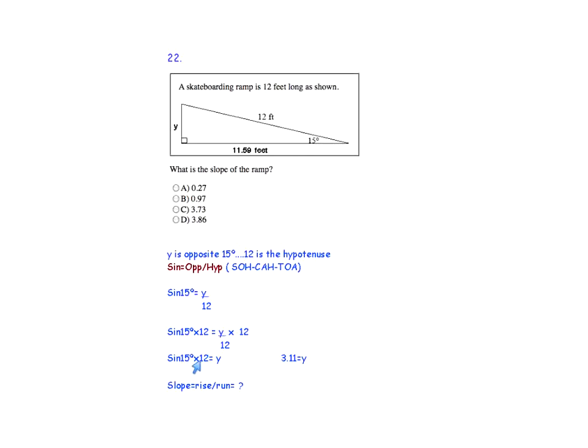Okay, so sine 15 times 12 is going to give us y. To find out what this is on our calculator, we press 15, then we press sine, and we multiply that amount by 12, and that's going to give us what y is. So now we found what y is.